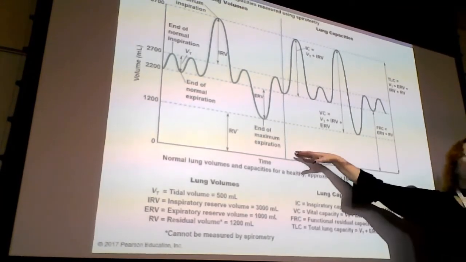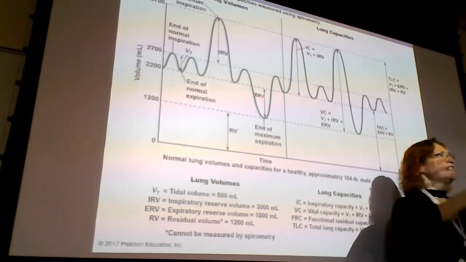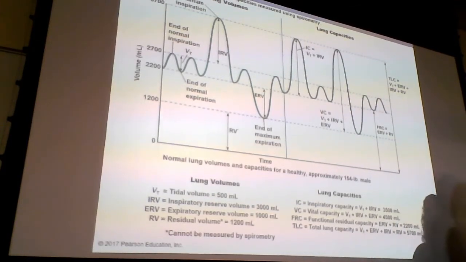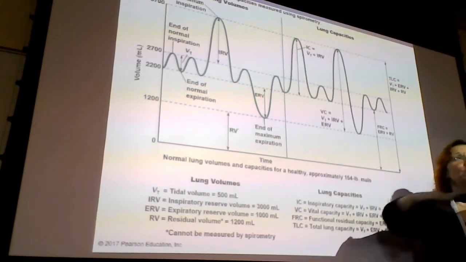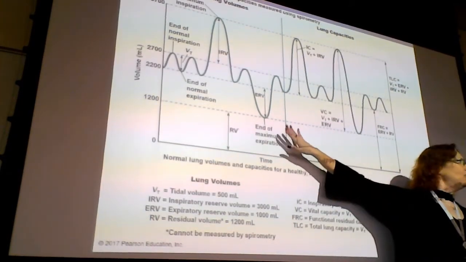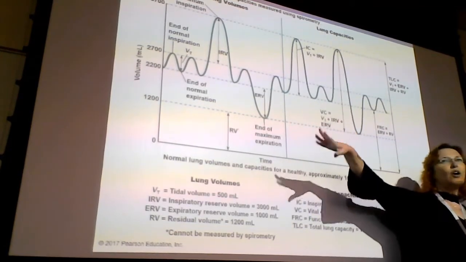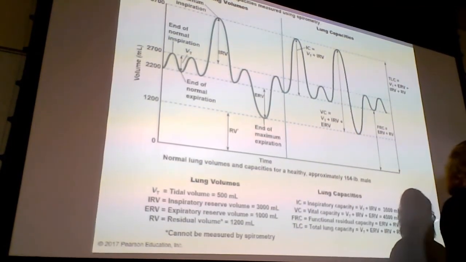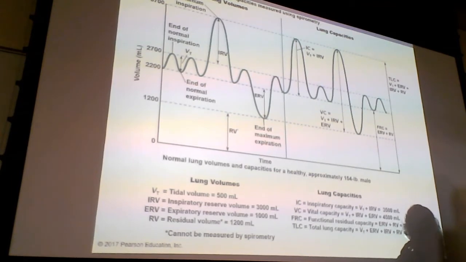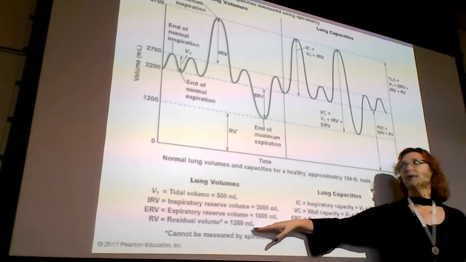But it's not static, because in my next breath, gas is going to come in, it's going to mix up, some of it's going to go, some of it's not. But using a spirometer, I can't measure how much is left behind. That's like trying to use stroke volume to tell me how much is left behind. So that's the only value here that can't be measured with the spirometer.